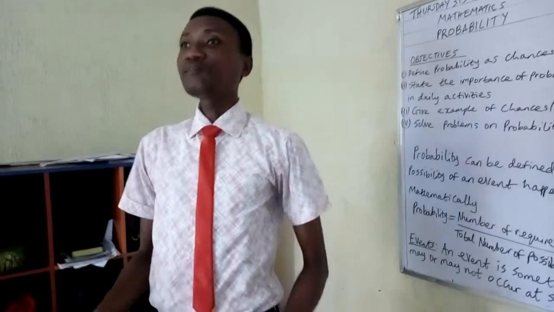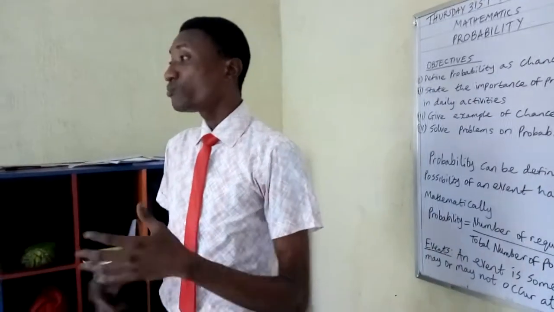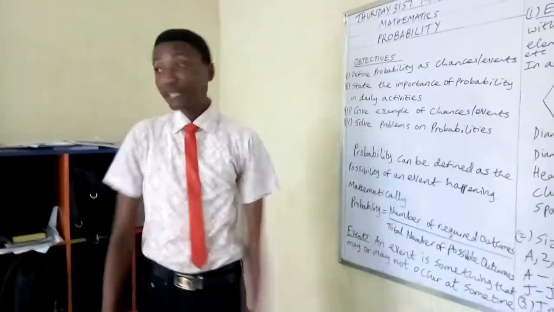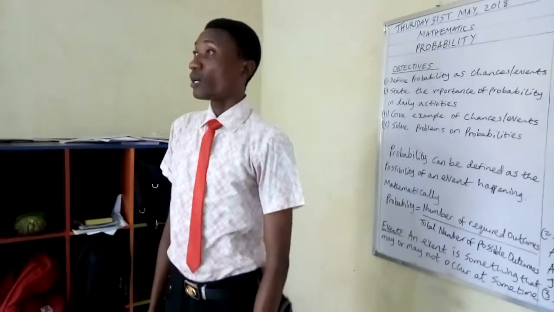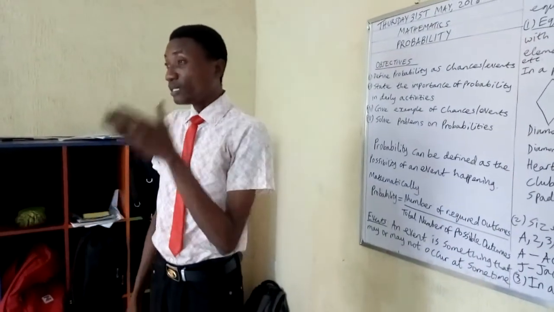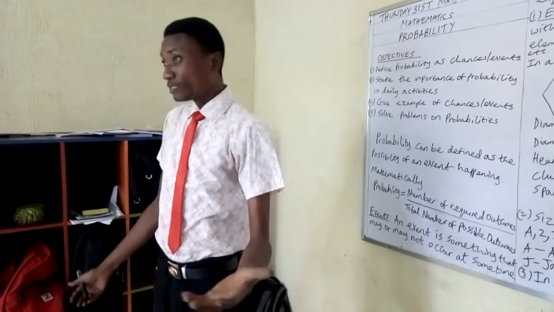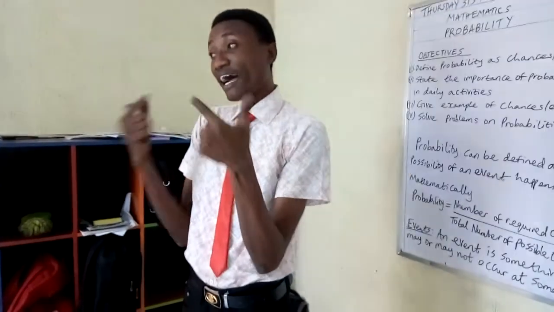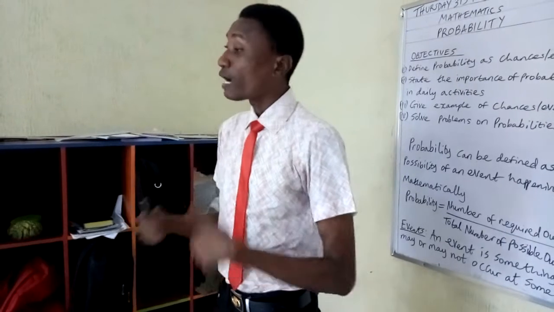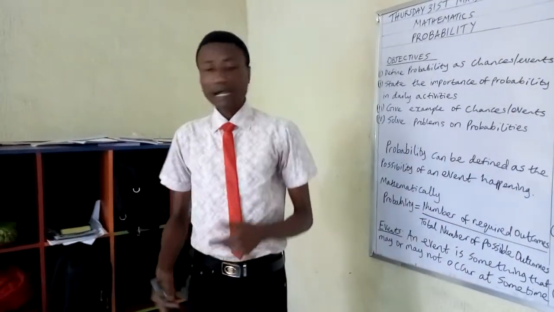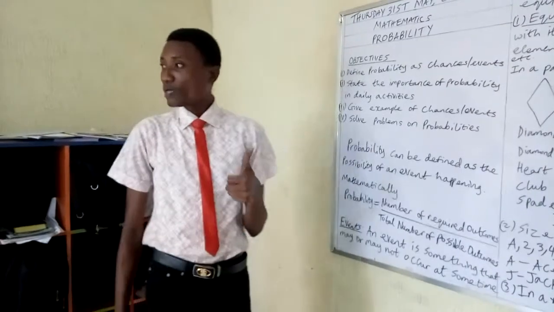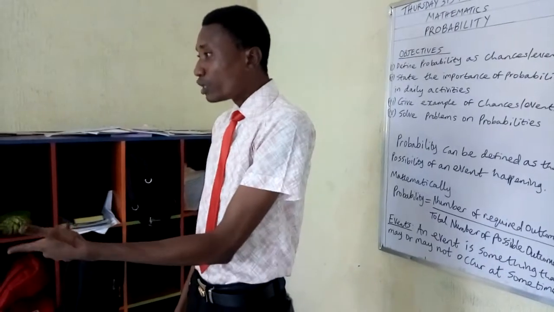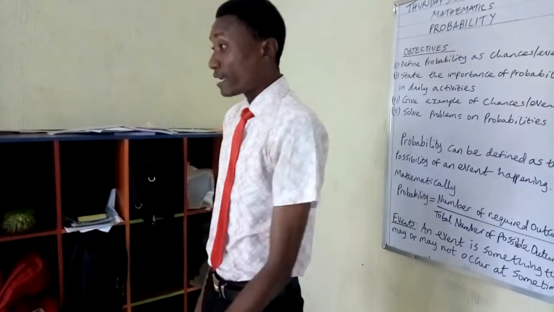For example, if your parents inform you that by next month, which is June, we are in May, on the first Saturday in the month of June, we are traveling somewhere. In that kind of situation, you have it in mind. Your parents said you are going somewhere. It's possible that day the thing takes place, and it's possible it might not take place. Why? Anything can happen.